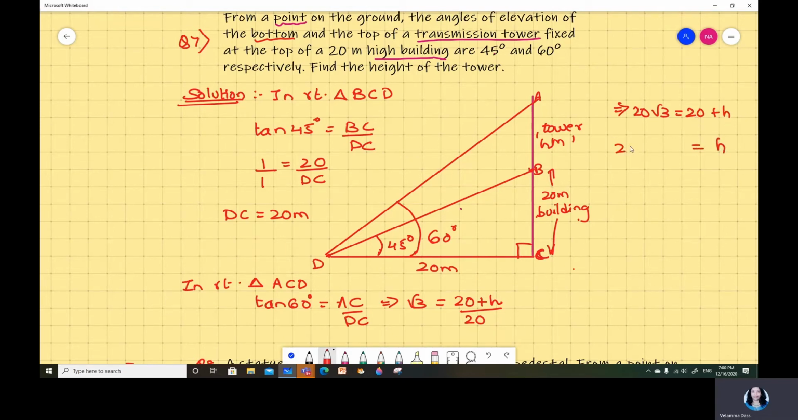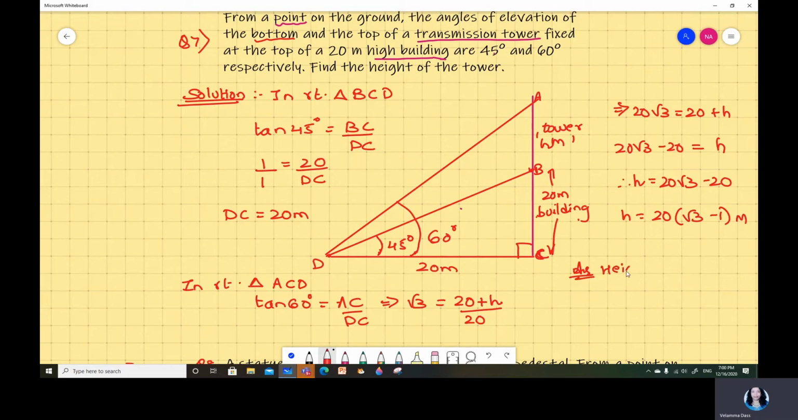Take this 20 this side. So 20 root 3 minus 20. So can we take common? So can I write H as 20 root 3 minus 20? Yes. Can we take common here? Yes. So we get 20 times root 3 minus 1 meter. So this is the answer.